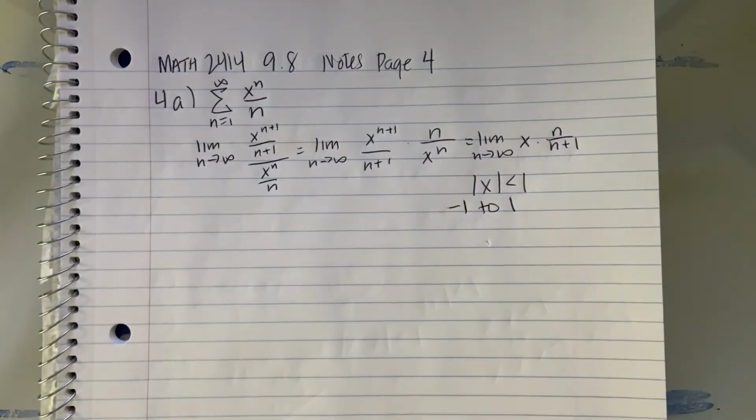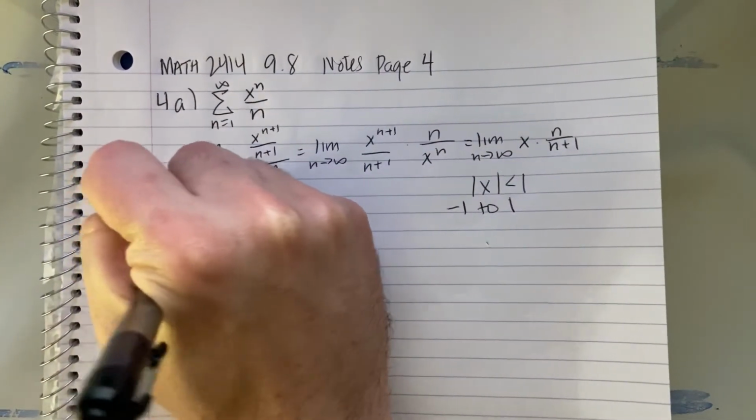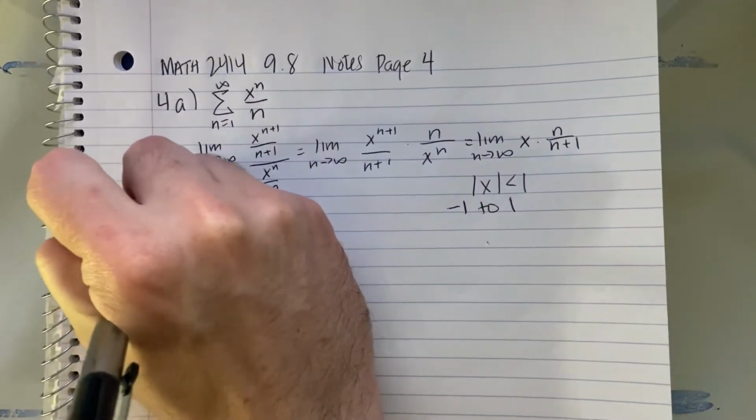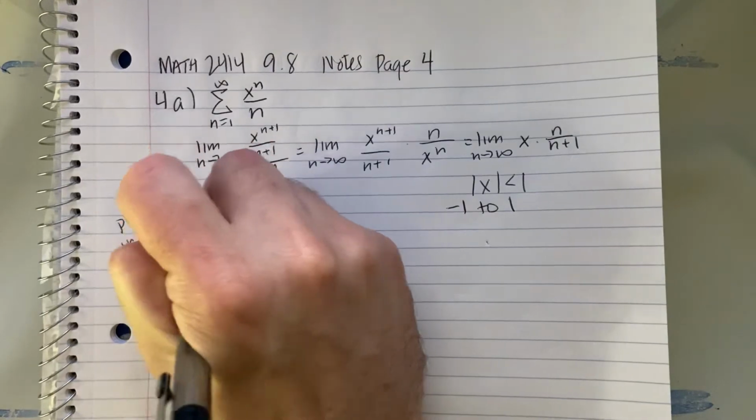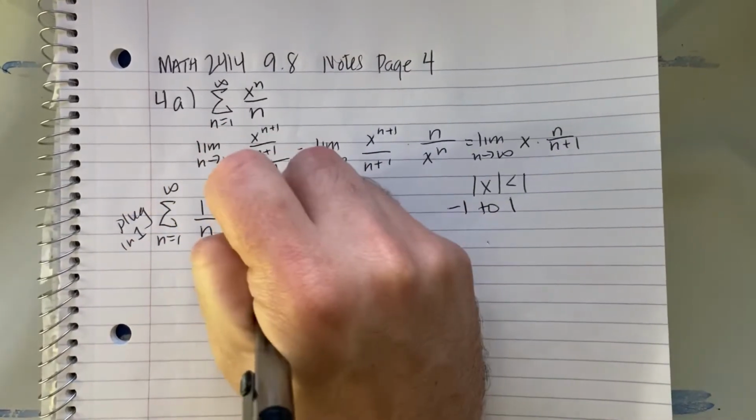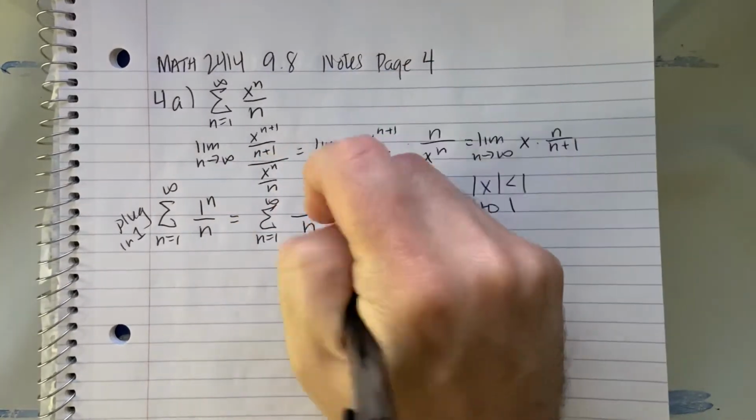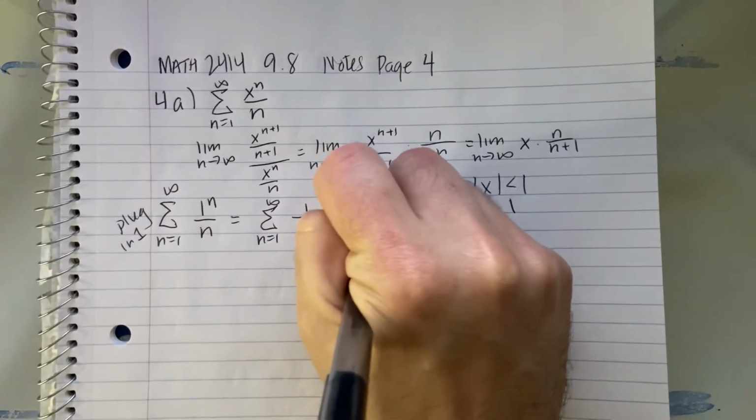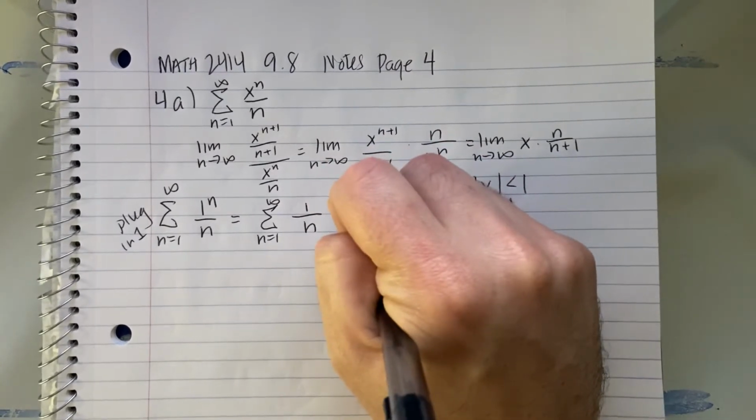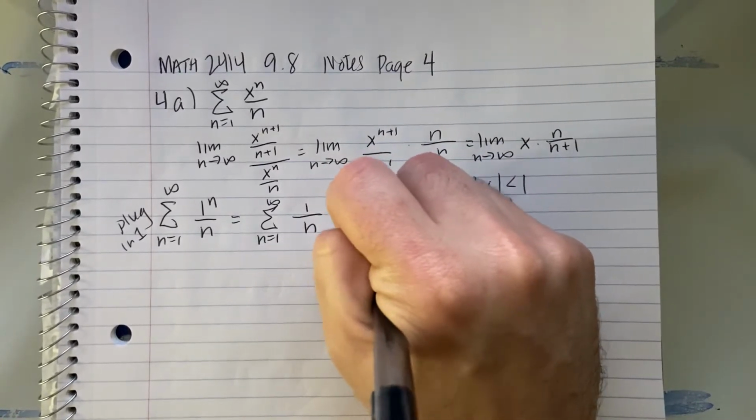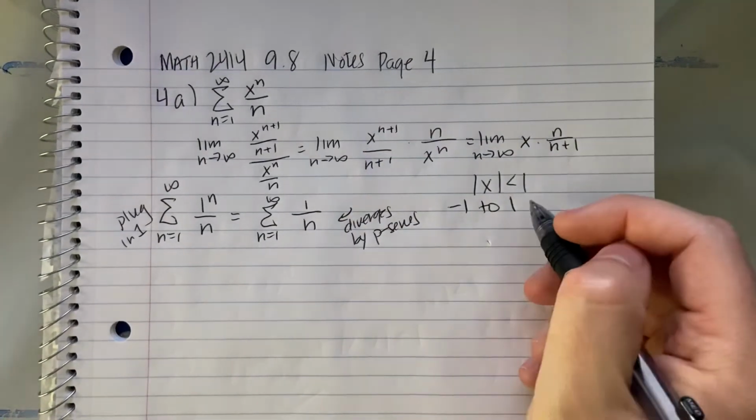Now, we need to check the endpoints. Let's see what happens when I plug in 1. It becomes 1 to the n over n, which is just the sum from n equals 1 to infinity of 1 over n. This diverges by p-series, or the integral test. So we know 1 isn't included.